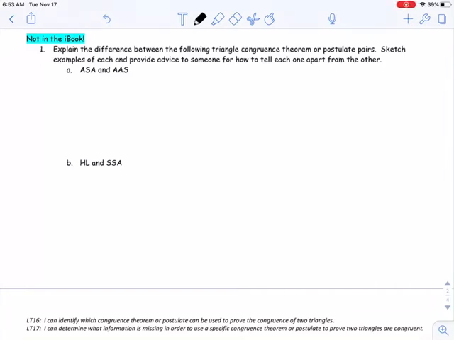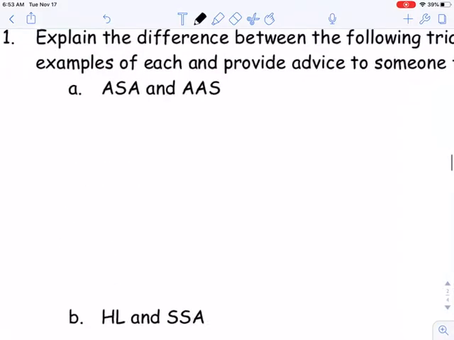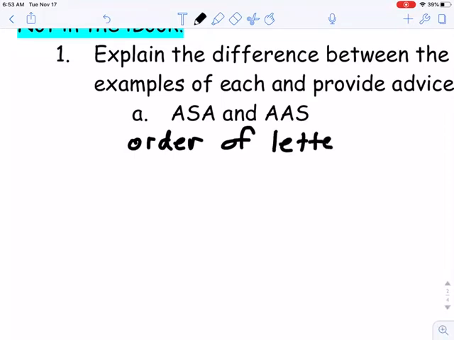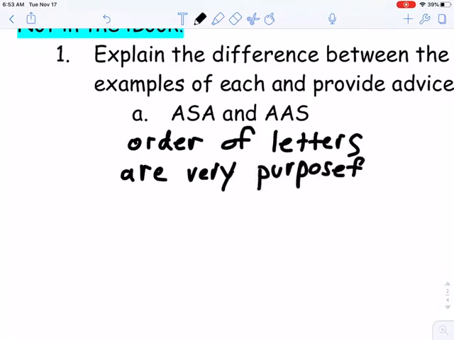Okay, so now let's talk about things. We're going to explain the difference, compare, contrast, just talk about things, all right? So let's talk about the difference between angle, side, angle, and angle, angle, side. And remember, the order of the letters is very, let's see if I can spell this next word right, purposeful. All right, the order of the letters is very purposeful.